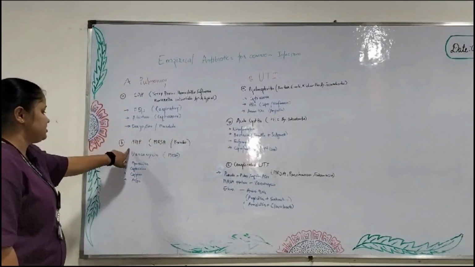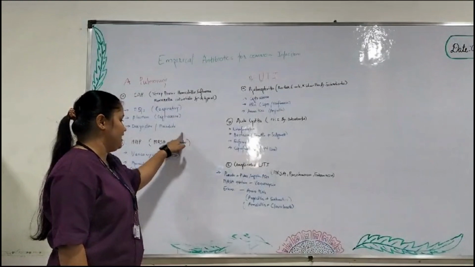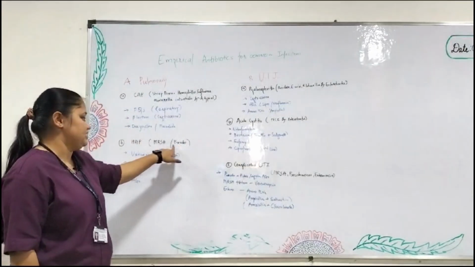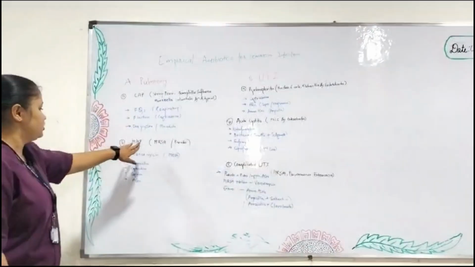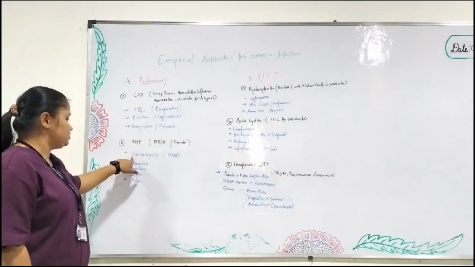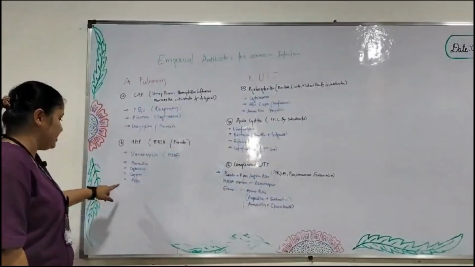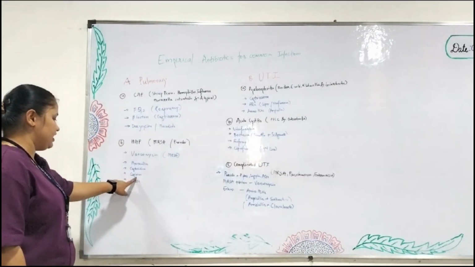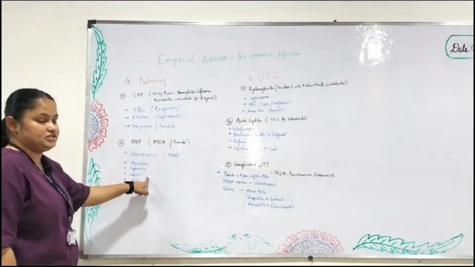Similarly, for hospital acquired pneumonia, these are the two bacteria which generally cause it: MRSA and Pseudomonas species. MRSA stands for methicillin resistant Staphylococcus aureus. To cover this, the first line choice is vancomycin. Vancomycin covers methicillin resistant Staphylococcus aureus, and to cover Pseudomonas species, we have piperacillin, ceftazidime, and cefepime. Aminoglycoside is a second line therapy, generally used in combination with these drugs.